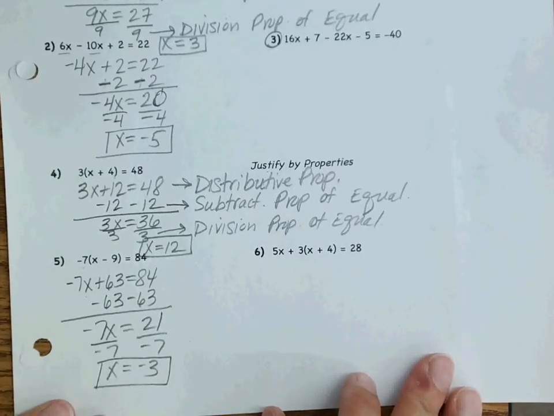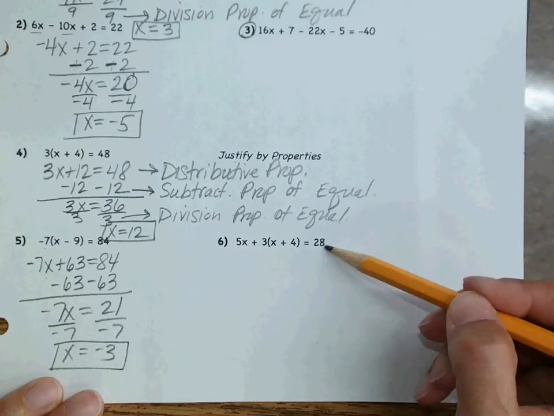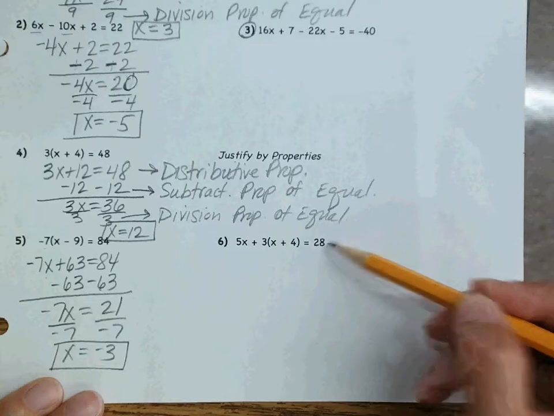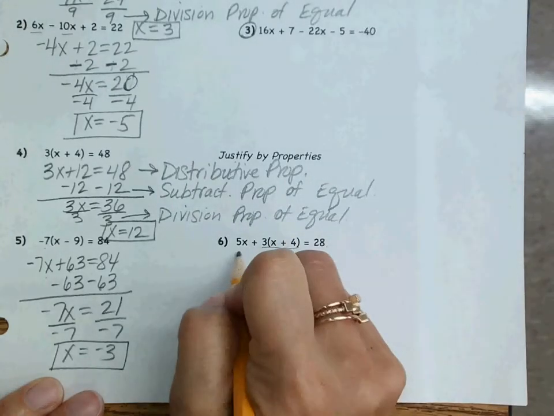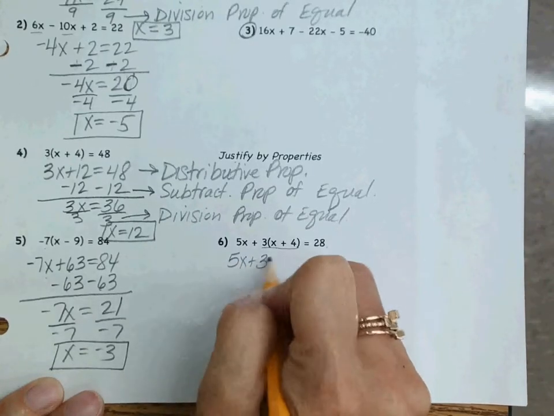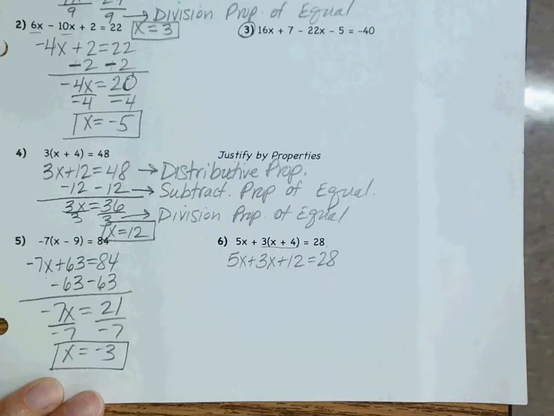Had to get my eraser marks out of the way. Now for problem number 6, this is the first one where we are going to combine both distributive and combine like terms. So our first step is to distribute. Everything else is going to get copied down. So I get 5x plus 3x plus 12 is equal to 28.